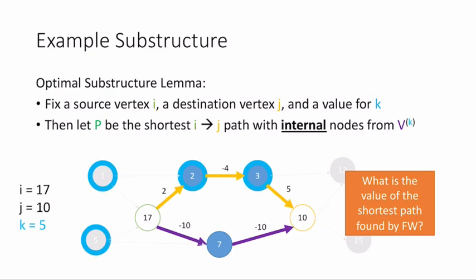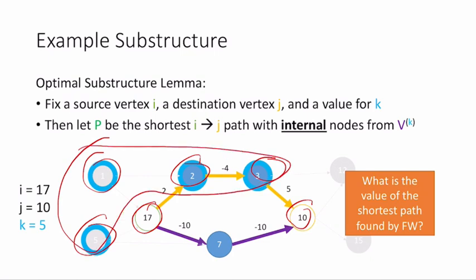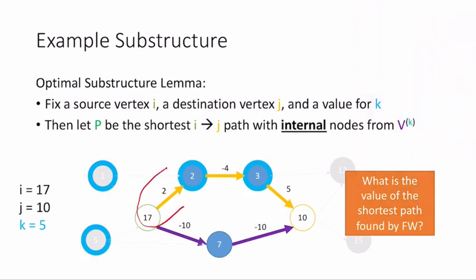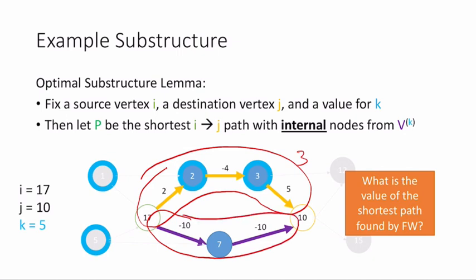So with the vertices 1 through 5, we've got 1, 2, 3, maybe 4 somewhere off the screen, and here's 5. What is the shortest path from 17 to 10 using only internal nodes from v^k? So I can only use these 4 nodes, and then 4, which apparently is not connected in here anywhere. I can only use those nodes on the path. Well, given that extra information, the shortest path is this one. And the length of that shortest path is, let's see, 5 plus 2 is 7, minus 4 is 3. So even though we have a shorter path here, we can't find that path until k is equal to 7.